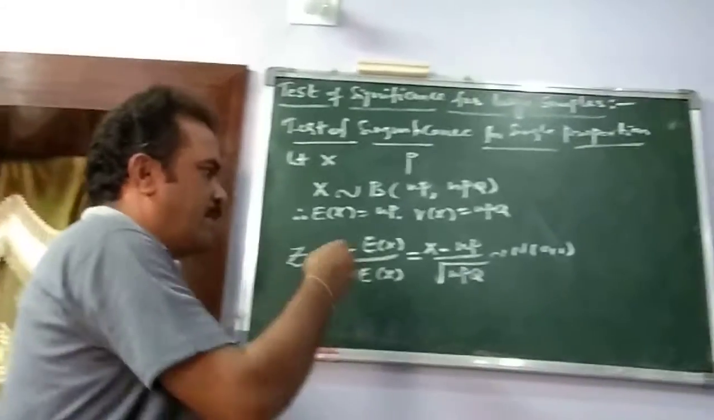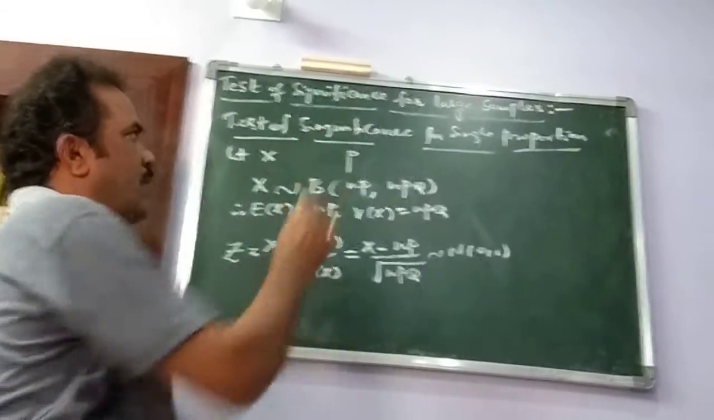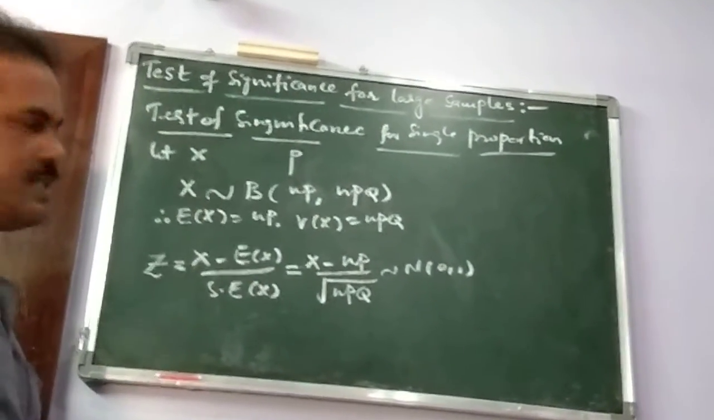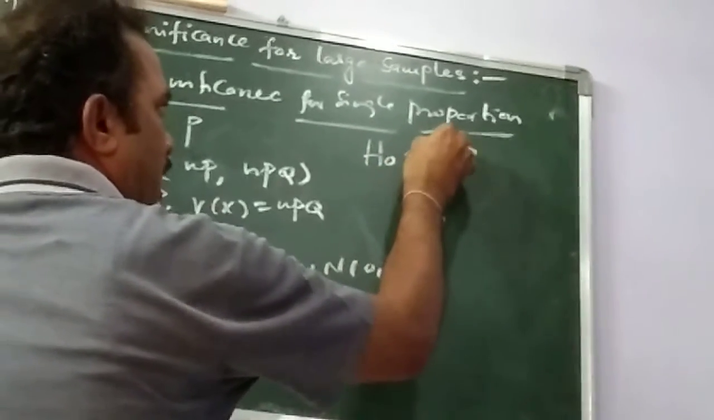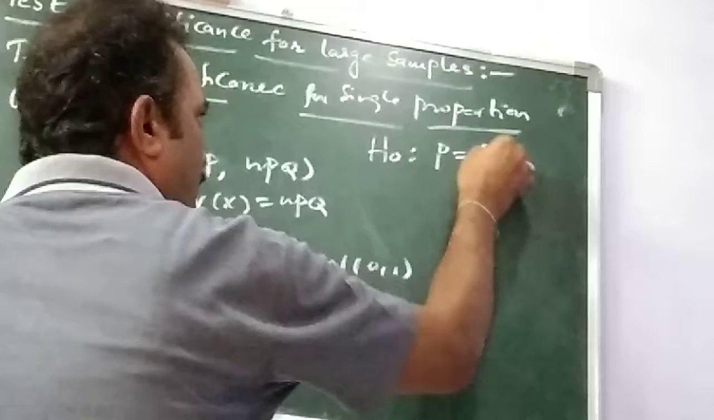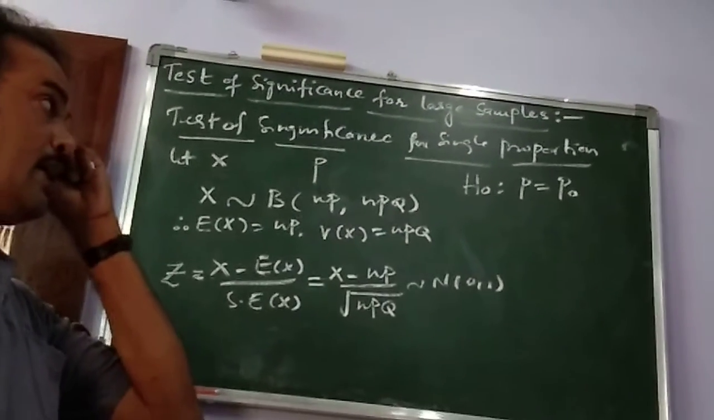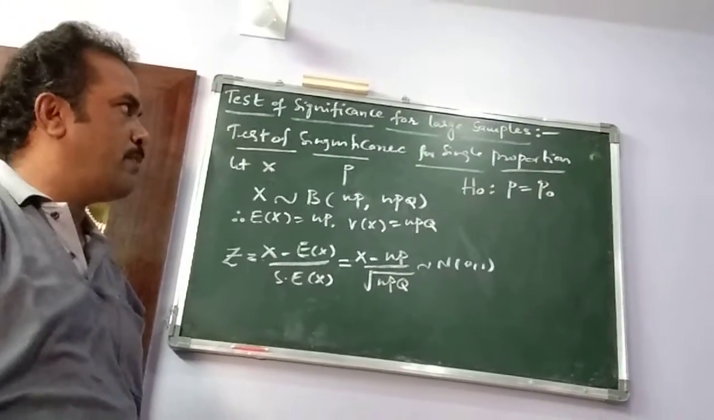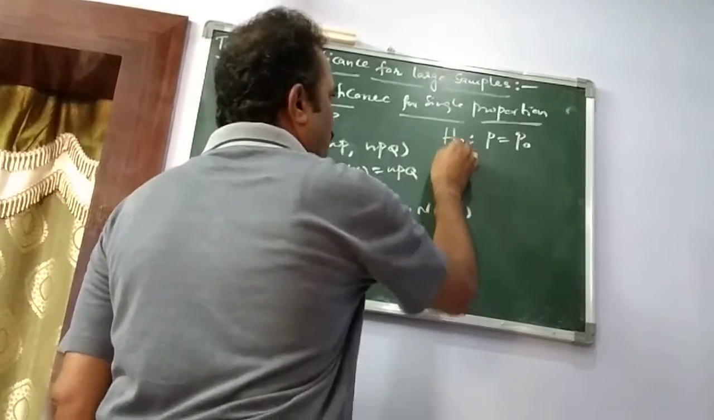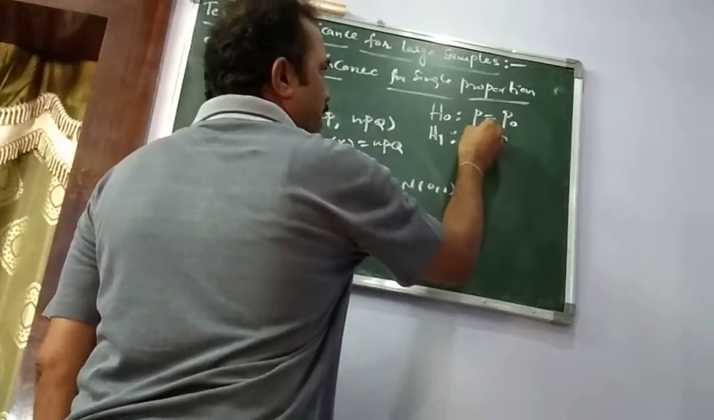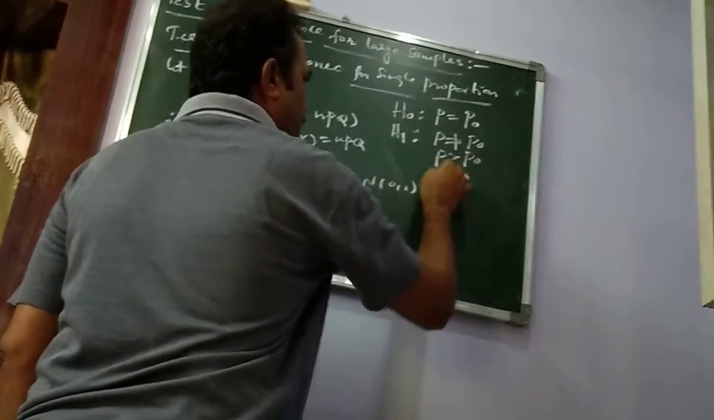Whatever the steps are for the single proportion, we will apply them. What is the procedure in this single proportion? What is the null hypothesis? H0: capital P is equal to capital P naught. That means there is no significant difference between the proportions; the population proportion is the value P naught. And the alternate hypothesis H1 is either P not equal to P naught, or P greater than P naught, or P less than P naught.